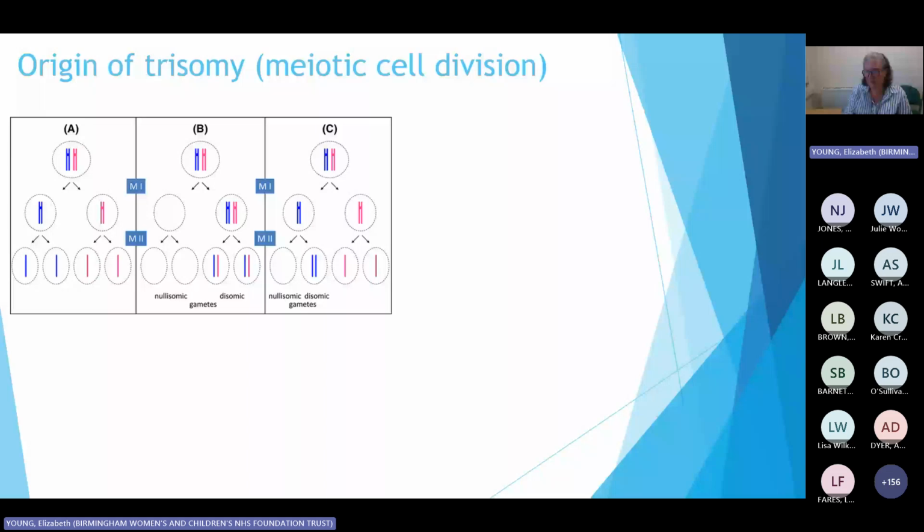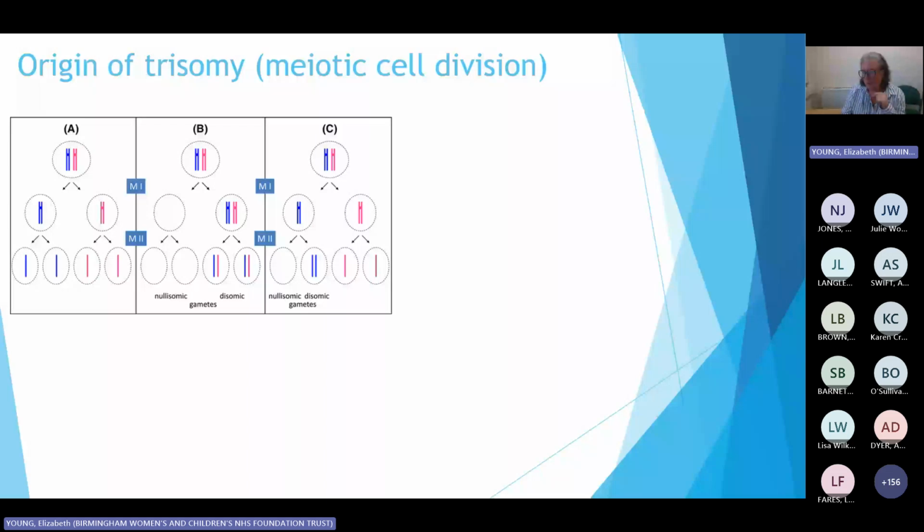Now, column A here is meant to show normal meiotic division. It goes through 2 divisions. You start off with a cell with 2 copies of each chromosome, and you end up with gametes with 1 copy of each chromosome. If an error occurs in meiosis 1, you'll end up with some gametes that have no chromosomes and some gametes that have 2 copies of each chromosome. Or if the error occurs in meiosis 2, you'll have some gametes with no chromosomes, some with 2 and some with 1, as you'd expect.